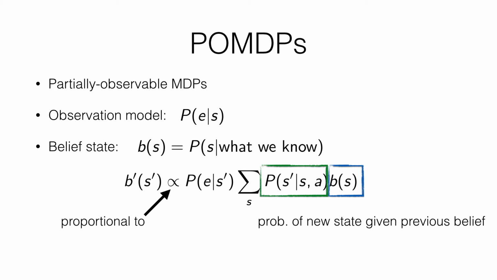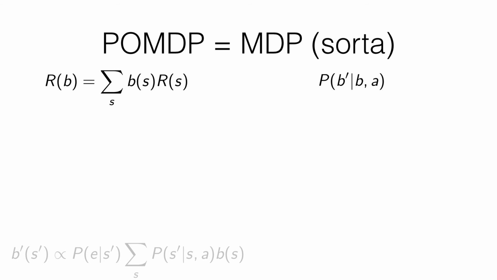Okay, so let's put that expression aside for a second and think about what we're going to try to do. We're going to try to write a POMDP as an MDP. There are going to be some caveats, which is why I put "sorta" in the title. But the idea is that we want to write a fully observed MDP over the belief states, over the state space of the beliefs.